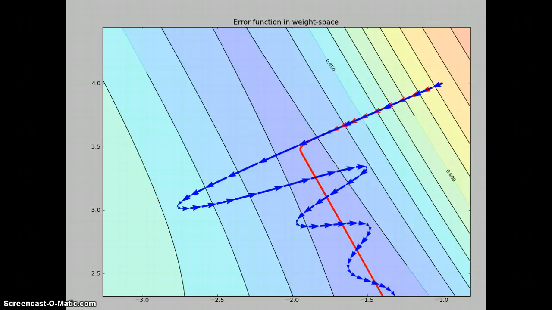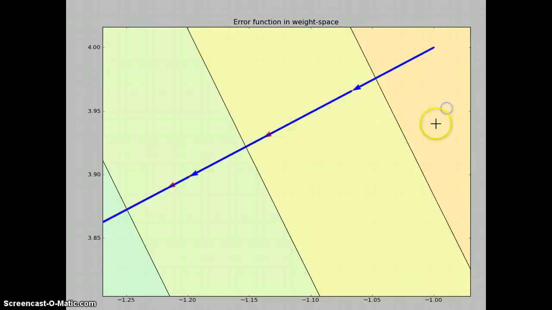The blue arrows are momentum. You can see the first one is basically the same as the first red one, but now this has a little bit of speed built up. And the second one, it's a little hard to see, but the red arrow goes from here to here. The blue arrow goes from here all the way down to here.